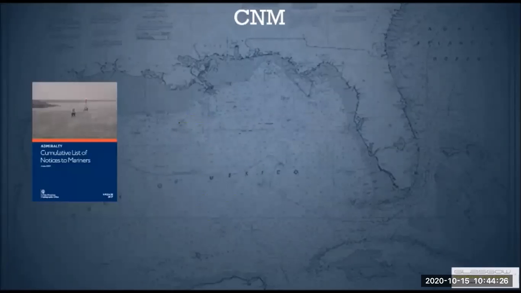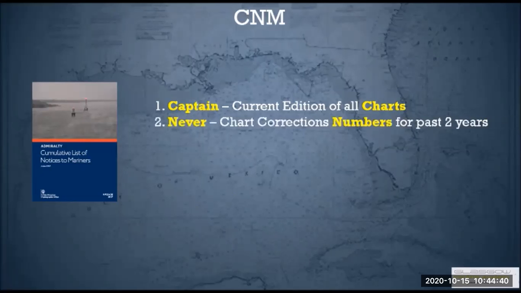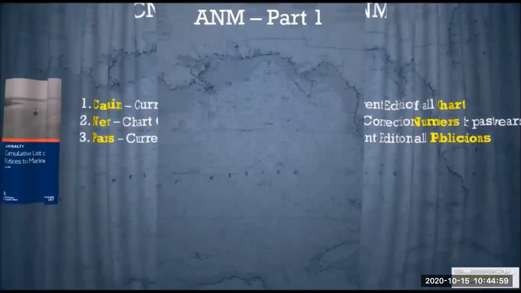Then the cumulative notice to mariners is published twice a year. The current edition of all the charts is in section 1, so you can check from this whether your chart is the present edition or not. Then chart correction numbers for the past 2 years: for every chart, whatever corrections are there will be listed. Then the current edition of all the publications is also there in the cumulative notices to mariners.